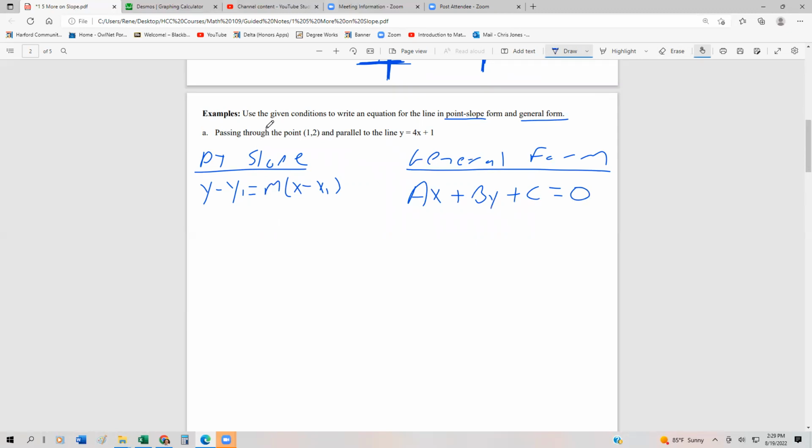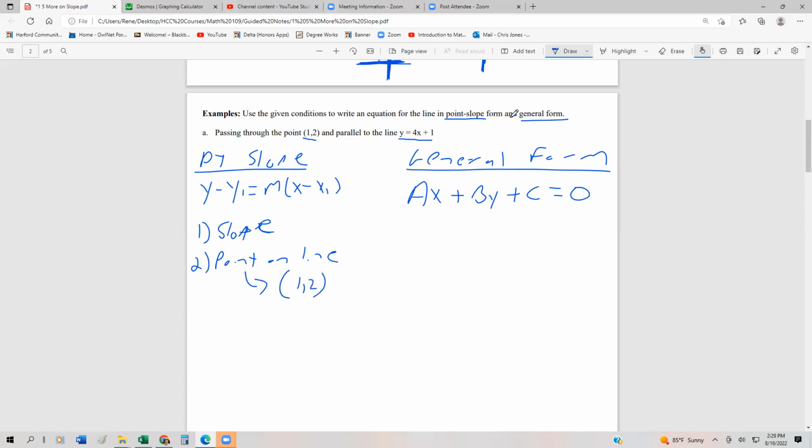We want to find the equation of the line that passes through the point (1, 2) and is parallel to y equals 4x plus 1. Anytime you want to build the equation of a line, you have to have two things: a slope, and a point on that line. The good news is we have the point on the line as (1, 2).